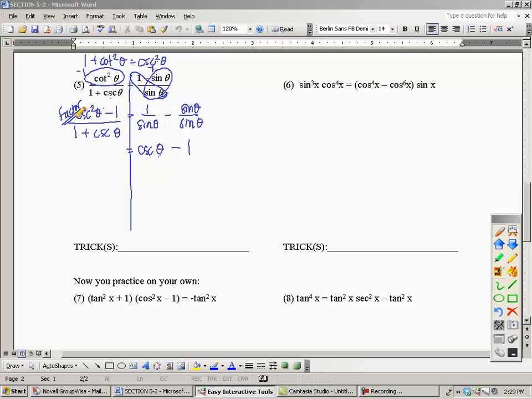I can factor a cosecant squared minus 1 because it's a difference of squares. So if I factor it, I get cosecant minus 1, and I get cosecant plus 1. And I put it over 1 plus cosecant. And I hope you see why we did this, because if you look, I can now cancel a cosecant plus 1 and a 1 plus cosecant.